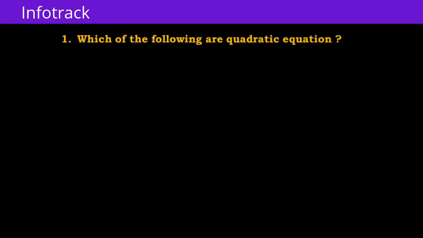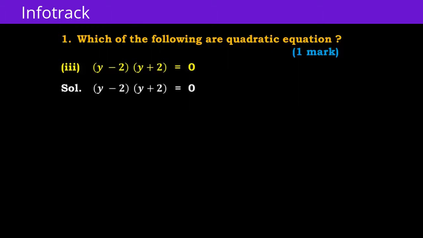Question number 1. Which of the following are quadratic equations? Now we have to identify whether the equation is quadratic or not. For that, first we have to convert this equation in general form, that is ax square plus bx plus c is equal to 0. So first solve this equation. Now see, y minus 2 into y plus 2. We can solve this multiplication by using the a plus b and a minus b formula, that is a square minus b square. So we will get y square minus 4 is equal to 0.